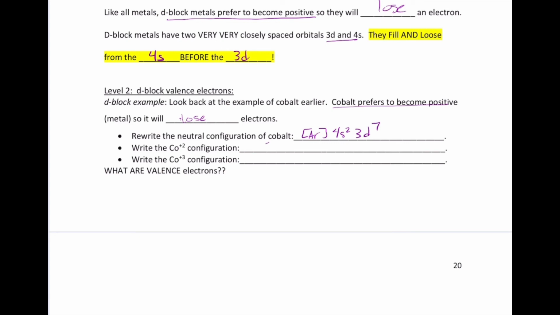If we want to make it positive, the electrons come out of the 4s, which might make sense to you because that's the higher energy level. It's like saying 4s0 3d7, but don't put the 0 in. We would just say argon 3d7. Then what if I run out of s electrons? Then you start taking them out of the d. So this one would become 3d6, because with 3 electrons, 2 came from the 4s and then 1 came from the 3d.